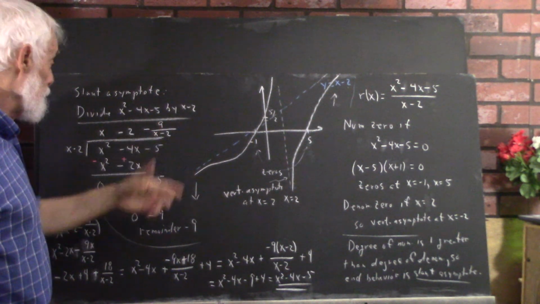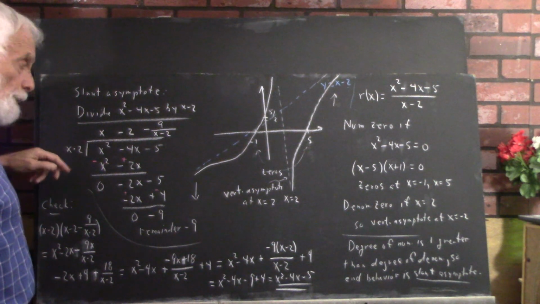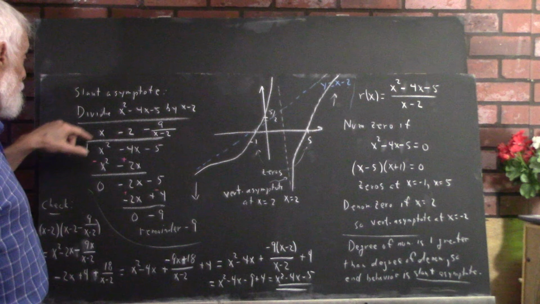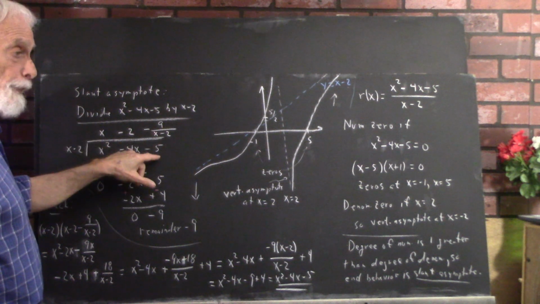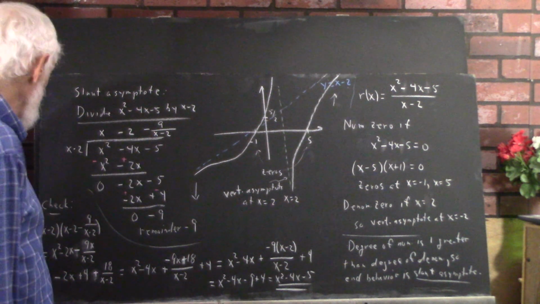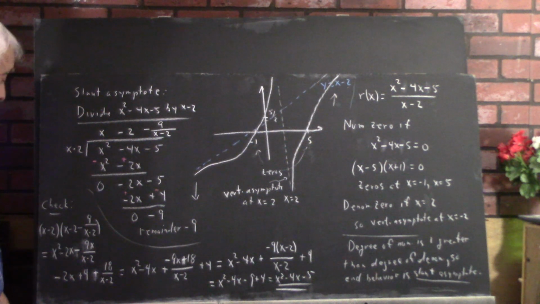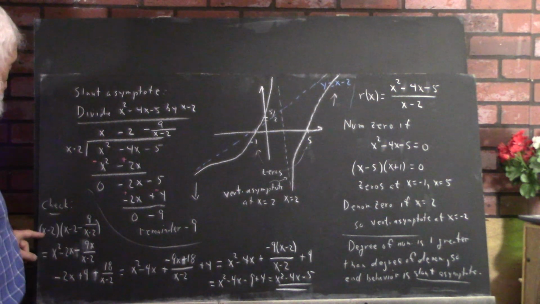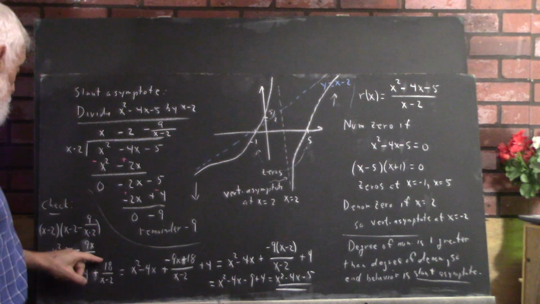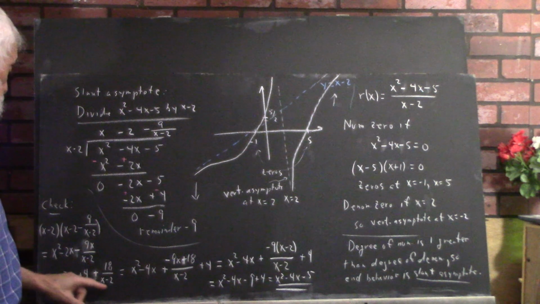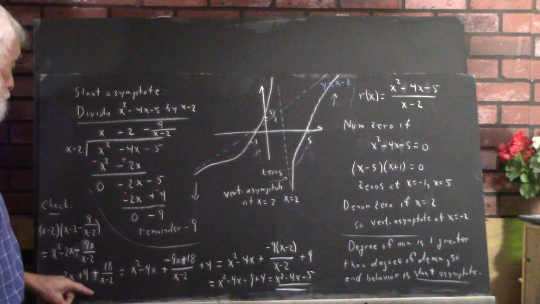Well, to check the division, we multiply the divisor by the quotient and see if we get the original term, which is called the dividend. Okay, we do this multiplication. To do it, I multiplied the x by all these terms first, and then I multiplied negative 2 by all these terms. And I got this and this.